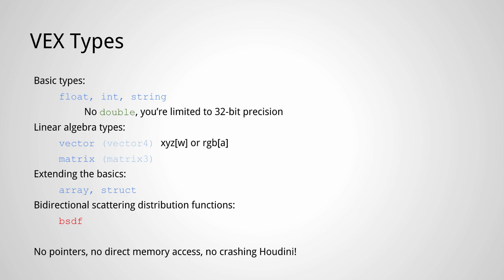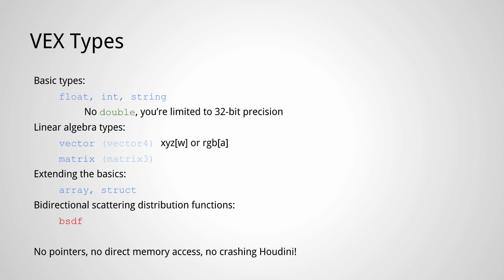So VEX has some basic types. Float, int, and string are just like you've used in other languages before. You are limited in terms of your precision. You don't have the near infinite precision you get with Python, and you don't even have double types, but it shouldn't affect anything we're doing in this class. Any of the algorithms we're implementing will be fine to implement as 32-bit algorithms.